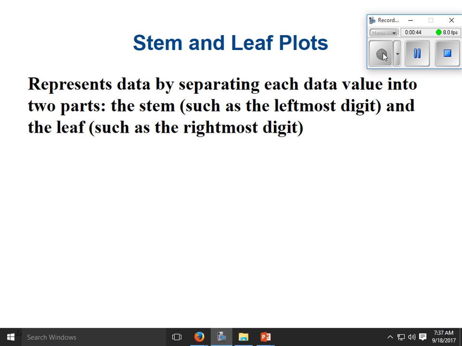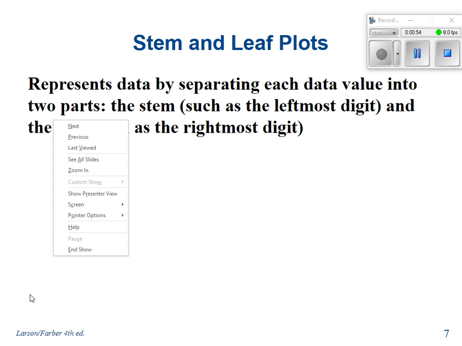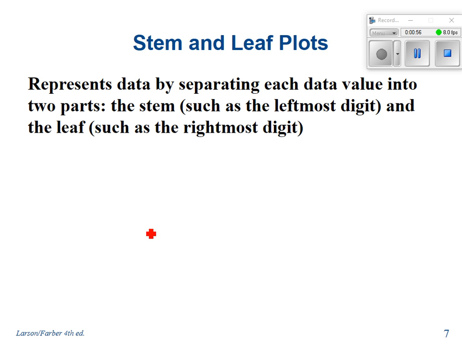Stem and leaf plots, again, represent data by separating each data value into two parts. You've got your stems, you've got your leaves. Usually, if you have a number like 52, the 5 is going to be your stem, and the 2 is going to be your leaf. It's just another way to represent data to make it easier to look at, rather than looking at some big long list of whatever the data is.